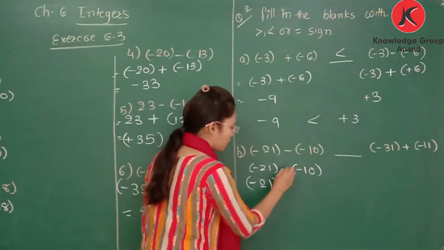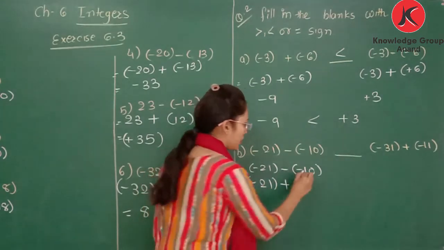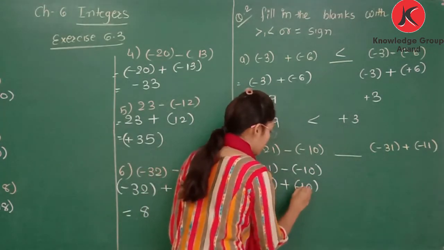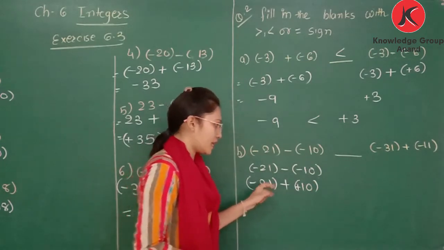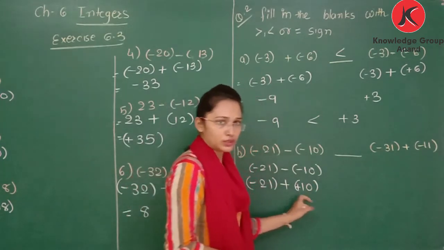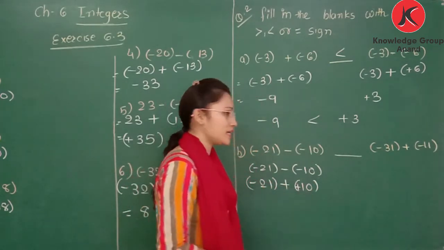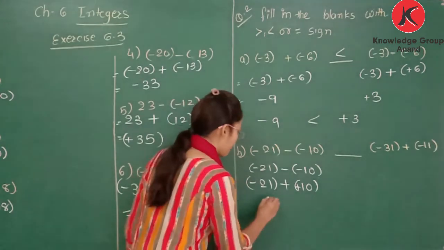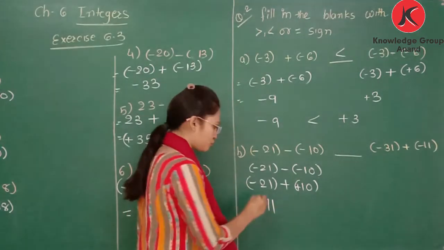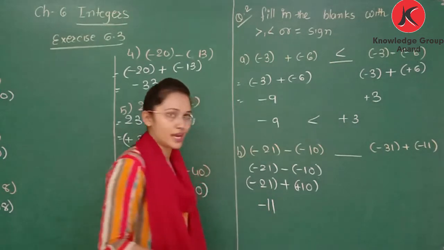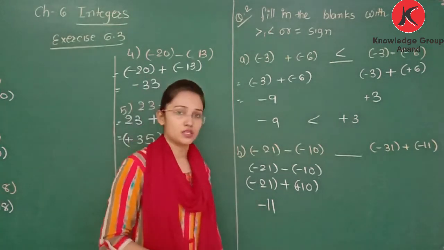Now convert this subtraction into addition. Inverse of minus 10 is plus 10. One number is negative, other number is positive. Subtract the numbers, 21 minus 10. That is 11. Now which one is bigger number? 21, and sign of 21 is negative. So answer is minus 11.